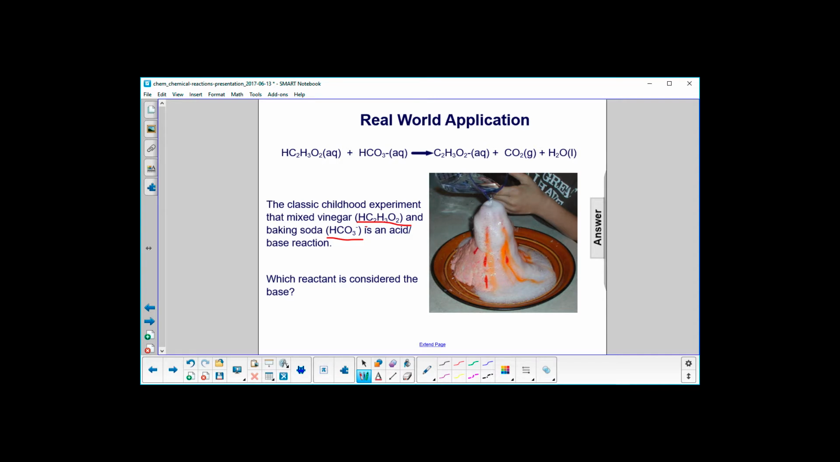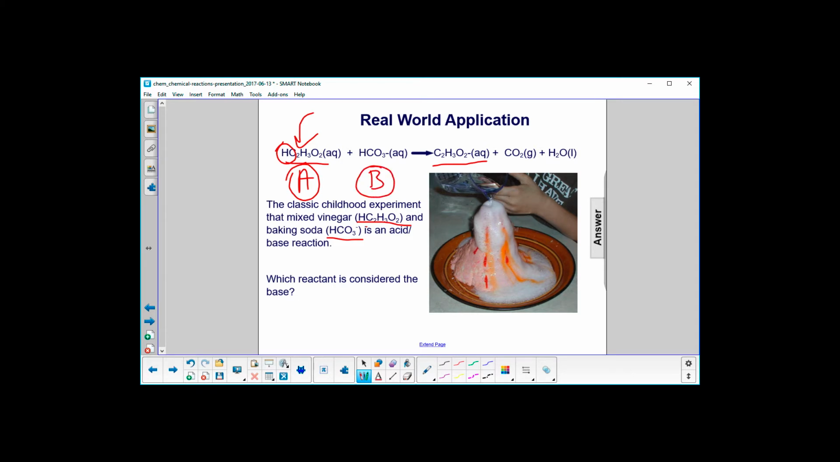Well, let's look at these two reactants up here. Okay, there's vinegar. Notice that here you have a hydrogen. Over here, the hydrogen left. So by the Bronsted-Lowry definition, this is an acid. So since the question is which one of these is a base, it has to be the baking soda here.